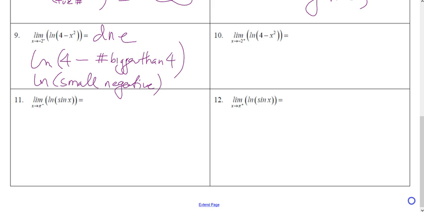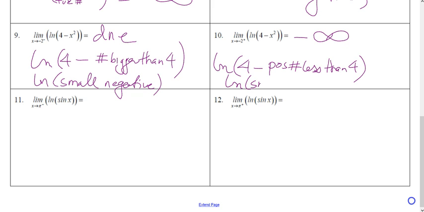All right, negative 2 from the right. What's the nearest tenth to the right of negative 2? Negative 1.9. When you square that, you're going to get a number smaller than 4. So you have 4 minus a number smaller than 4, which is a small positive, so that's the ln of a small positive, right, which is negative infinity.